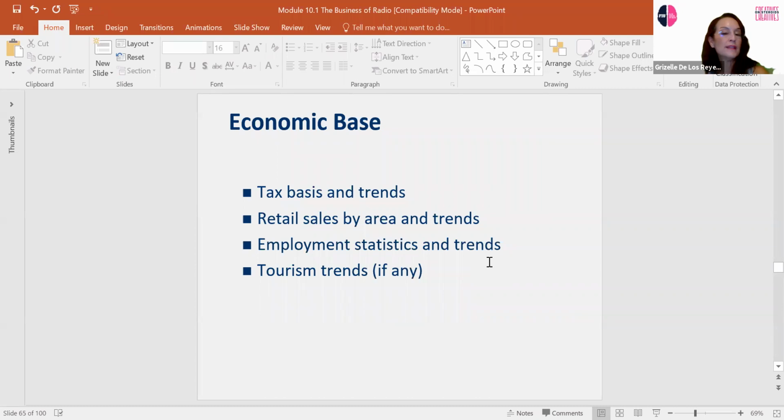These are examples of what I mean by economic base. What are the tax bases? What are the retail sales in that market? What are the employment statistics? Is it a tourism type of market or not? And it's interesting, I'm going to make a side note because I was involved in a promotion.